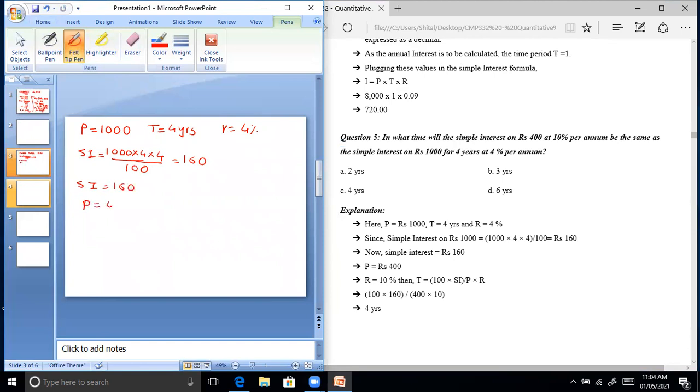Now simple interest is 160 and principal amount is given as 400. Rate of interest is given as 10%. So you have to find the time. So 160 equals principal amount 400, 10 and time into 100. This gives 40, then 160 divided by 40, so T you will get as 4 years. This is the solution of this question.